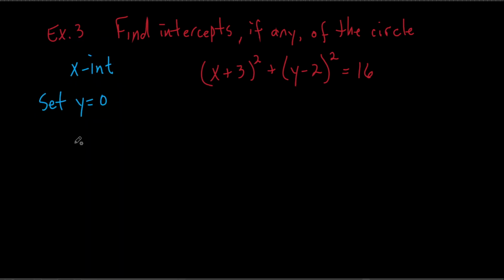All right, so let's set y equal to 0. So I've got x plus 3. I'm going to go through the math a little bit quicker than I probably normally would. And then this is going to be 0 minus 2, and that's squared, and that equals 16. So what am I solving for? I'm solving for the only variable that I have, which is x. So let's go ahead and do this. It's x plus 3 squared. What do we do? Do we just go x squared plus 3 squared?